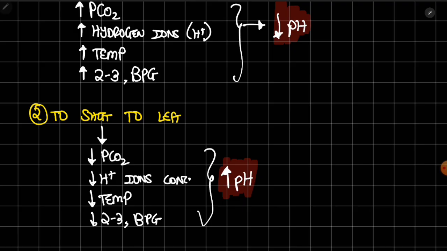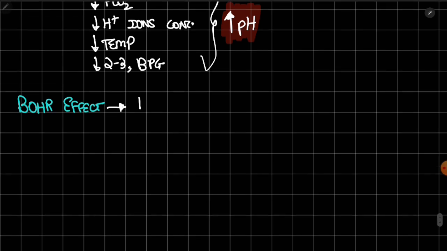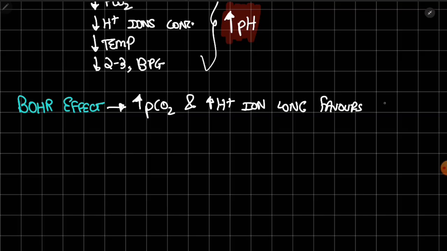Now one important concept to be talked about is the Bohr effect. There are many confusing statements of the Bohr effect, but to explain this Bohr effect in one statement, it is increase in PCO2 and increase in H plus ion concentration favors O2 release. So basically this is the Bohr effect. These conditions are present at the cellular level.